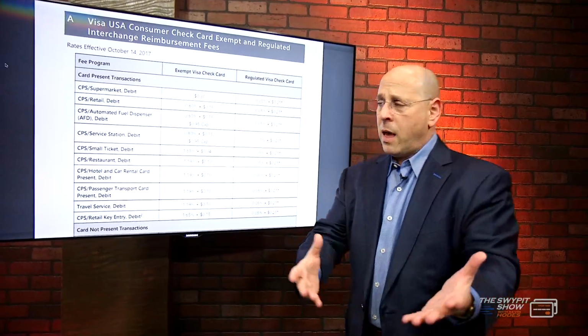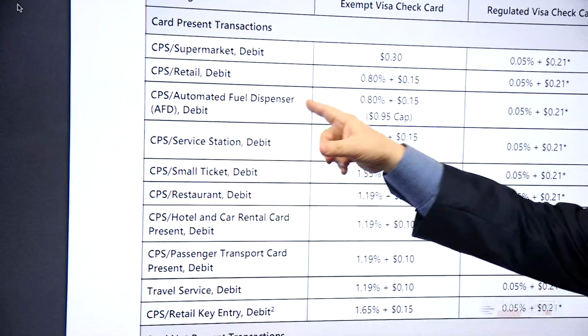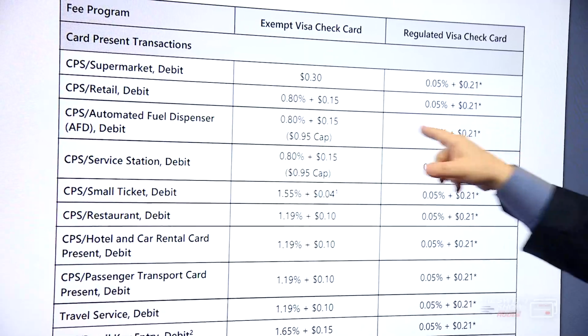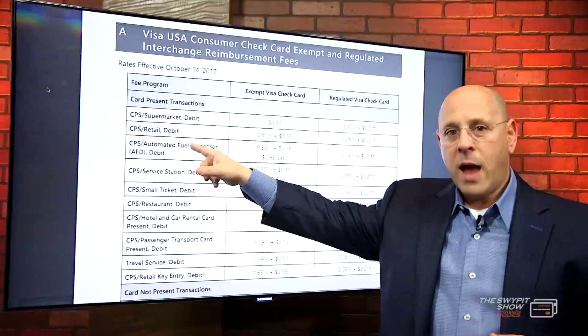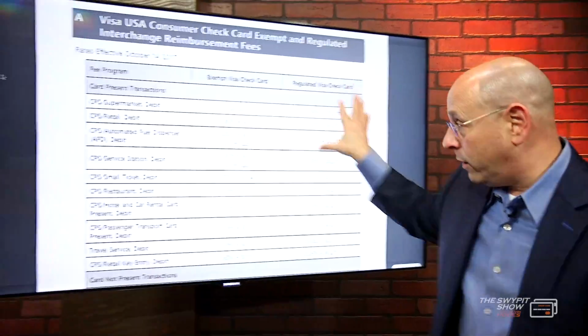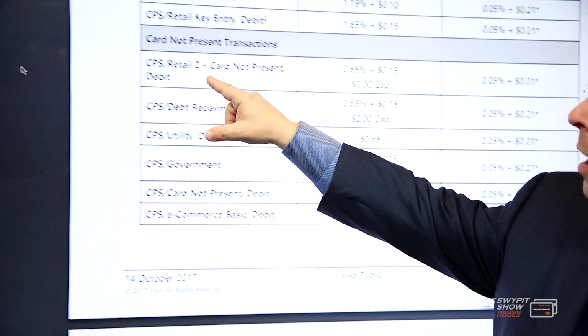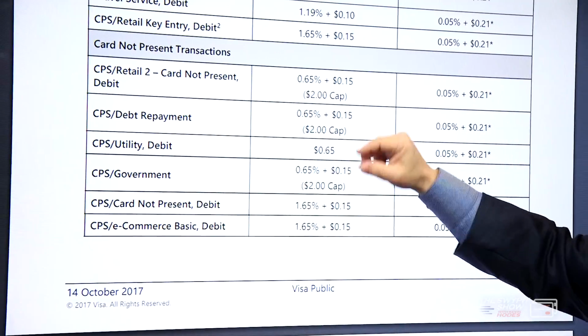But let's just say that maybe you were an automated fuel dispenser and you took a debit card. Well, that's what I was talking about, standard classification codes. This is the rate structures that you would pay if you were that type of business. And of course, this is how it works. Now, if you can move this up a little bit for me, I will go through. Let's take a look at this one here. CPS Retail 2 Card Not Present Debit. So that's a debit card.